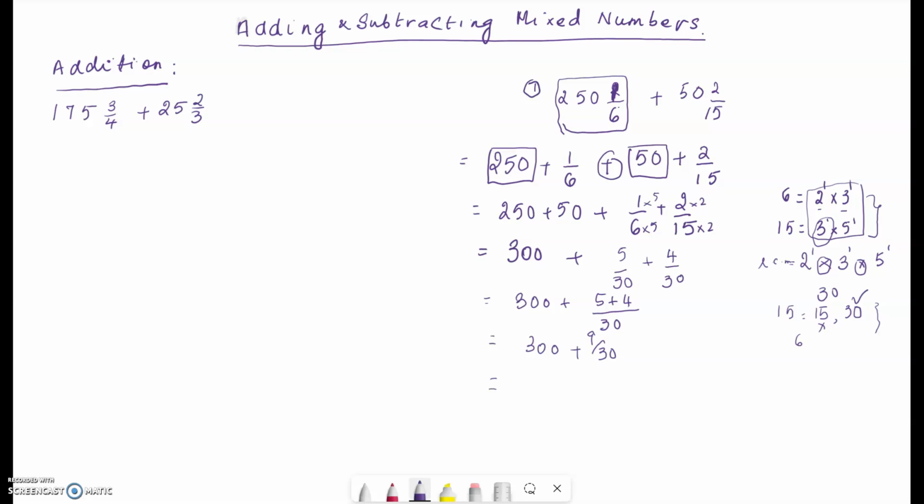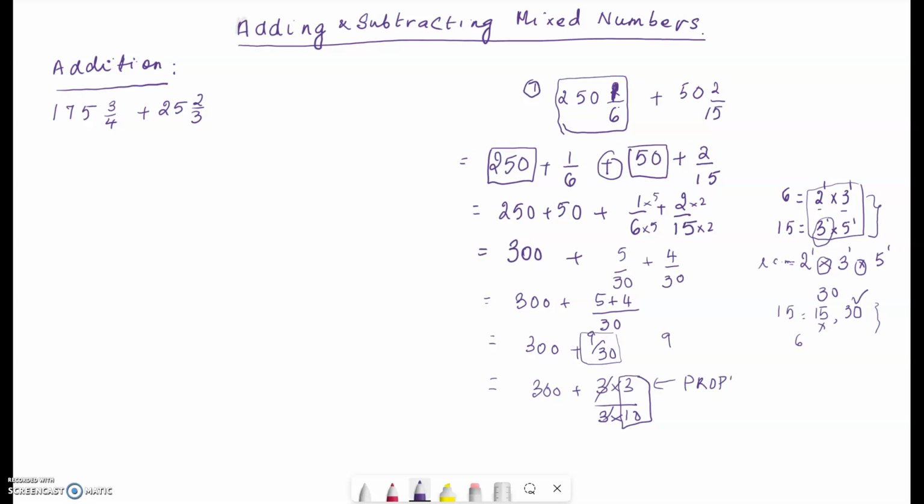Before we combine these two numbers and write it in the mixed number form, check first if it's in the lowest terms. As you can see, 9 over 30 can be written as, let's just write it down in the next step, 3 times 3, 30 can be written as 3 times 10. The 3 cancels and we get 3/10.